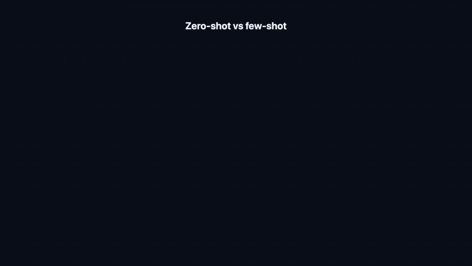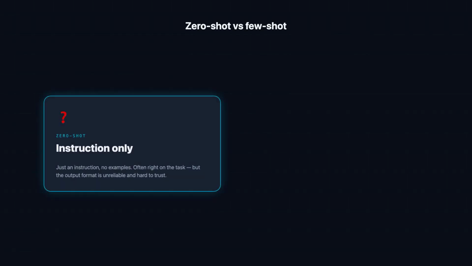Now, the easiest way to see the value is to line it up against the zero-shot approach. With zero-shot prompting, you give the model an instruction and nothing else at all. No examples to anchor it. It often gets the actual task right, but the format is unreliable. Sometimes you get a tidy one-word label, sometimes a rambling paragraph explaining itself, and you simply can't trust the shape of what comes back from one call to the next.